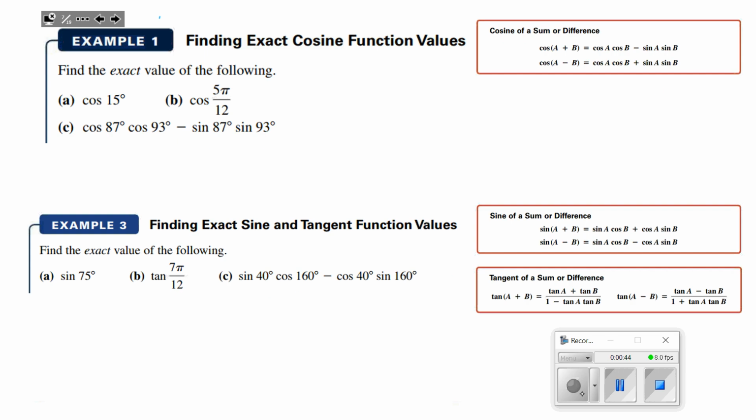All right, example 1 is all about cosine. So we're using our options for cosine, the sum and difference. If I'm looking at 15 degrees, I need to think about two angles that I know values for, and can I use them by adding and subtracting to make 15 degrees. The first thing we want to think about is our special right triangles. We always want to be coming back to those.